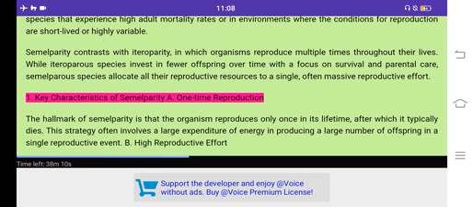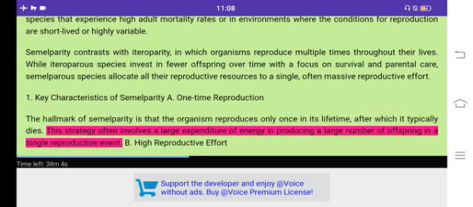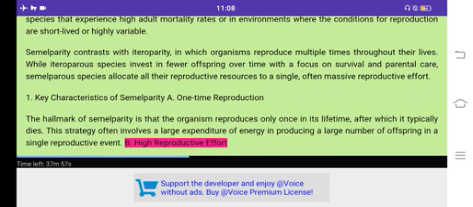1. Key characteristics of semelparity: A. One-time reproduction. The hallmark of semelparity is that the organism reproduces only once in its lifetime, after which it typically dies. This strategy often involves a large expenditure of energy in producing a large number of offspring in a single reproductive event. B. High reproductive effort.